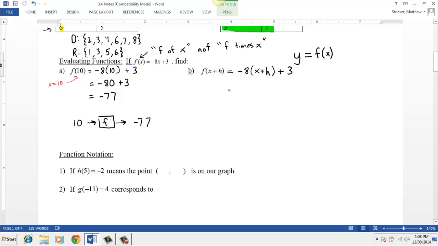And of course we could simplify this. We could distribute. We could take negative 8 times x and negative 8 times h, which would give us negative 8x minus 8h plus 3. And then we can ask ourselves if there's any like terms that we can combine. I don't see any, so this would be as far as we can go. That's your first look at evaluating functions. We are going to do this a lot this semester. We'll do it a little bit more later in this video, but I just want to introduce that concept right here at the start.